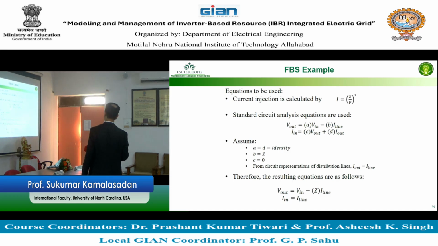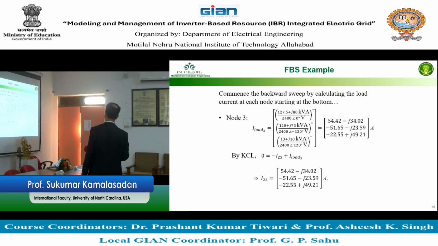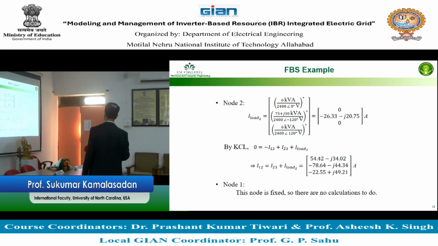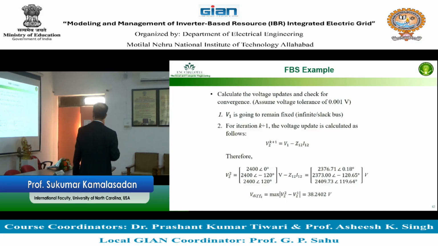So in a standard circuit analysis, you can find the V out, V in minus Z I, and based on that, you can do the backward sweep. So you go back and calculate the load divided by the voltage, calculate the load divided by the voltage, you get the current. From the current, you add the load, you get the power flowing in the I23. And from the power flowing in I23 and the load connected, you can find I12. Now, if node 1 is the last node that you have, which is the head end, you stop right there. After you stop right there, what will you do?